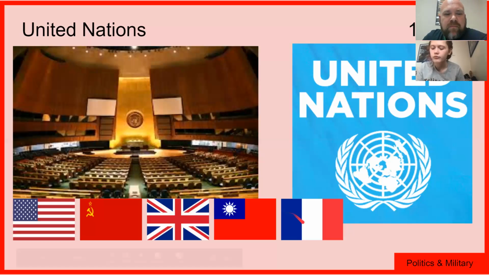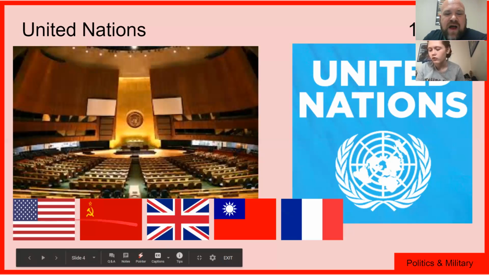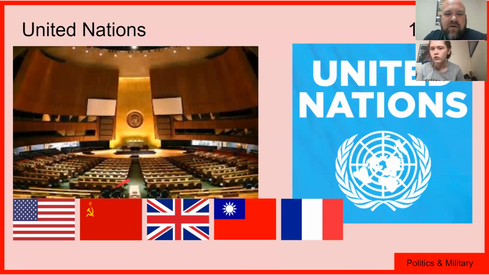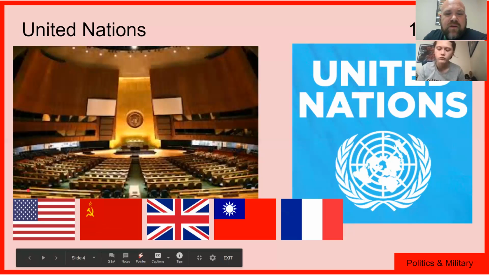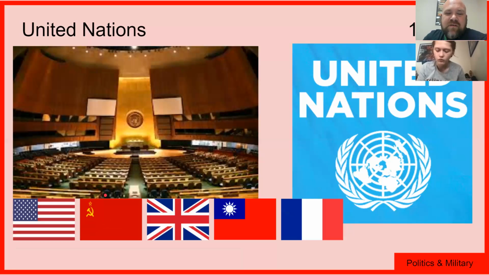Okay. The UN is headed up by a council of 5 countries. These are called the 5 permanent members of the Security Council. The 5 permanent members, and here they are. Okay, the United States, Soviet Union, the United Kingdom, China, France.